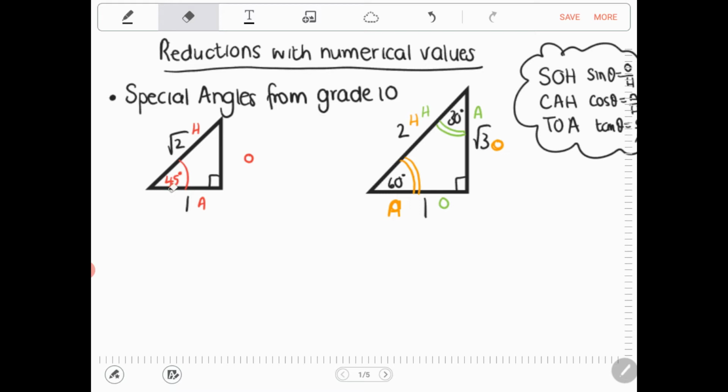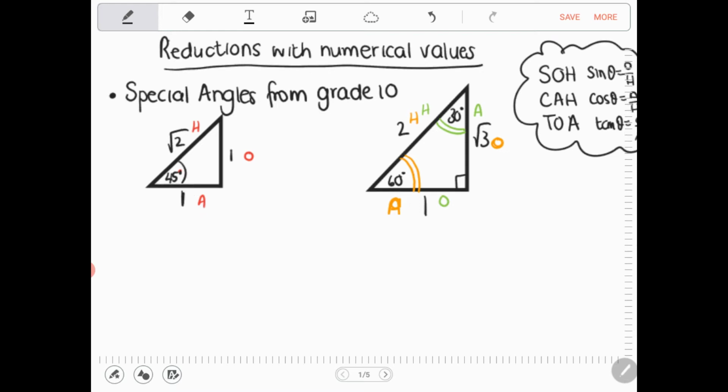And for the 45, this side here is the adjacent. This side here is the opposite, and the hypotenuse is a root 2. In your 30-60 triangle, remember we had sides of 1, root 3, and 2. If you use Pythagoras, you can find those sides.